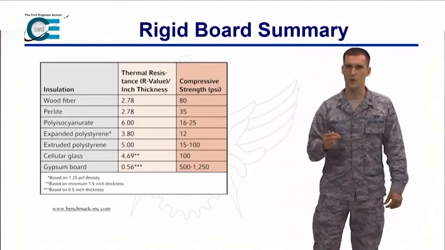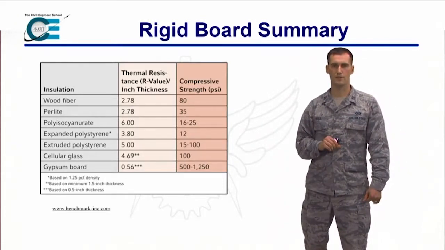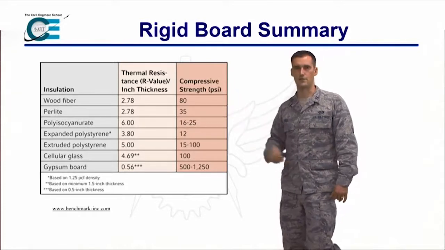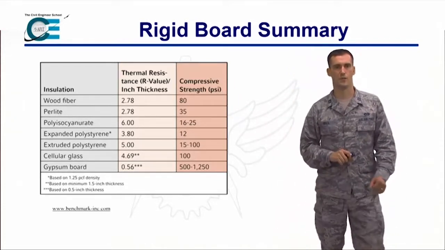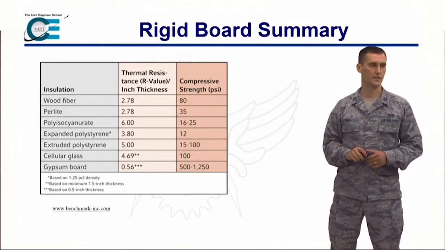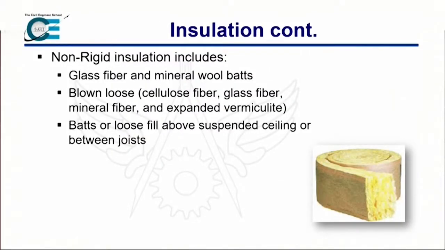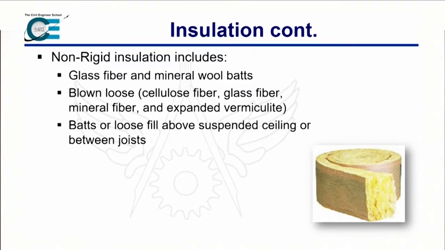So these are probably the two most important factors, certainly not the only, but some of the most important: that R value and the compressive strength of the insulation that we're going to use within our facility. So before I go on to non-rigid insulation, any questions on rigid board insulation? I know it's for the most part just kind of show and tell here, but again, I encourage you to Google some of these images on your own time as well.